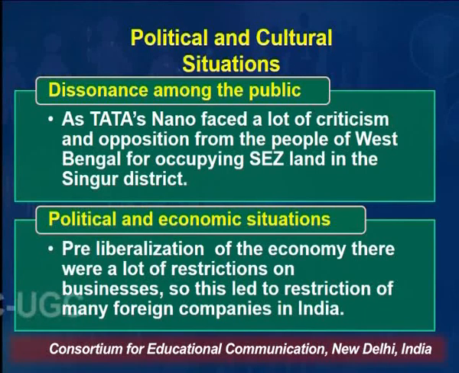Then there are political and economic situations. Pre-liberalization of the economy, there were a lot of restrictions on businesses, so this led to the restriction of many foreign companies in India. In the case of Nano, the Tata Group had to shift their plant from West Bengal to Gujarat, but by that time it was already very late. So when they brought out their car in the market, consumer taste had changed by then. So their car could not be successful.